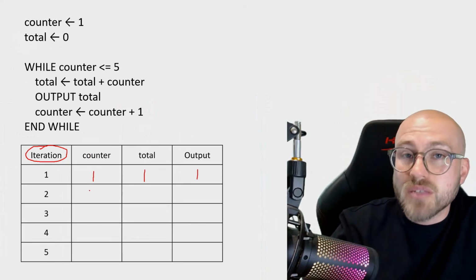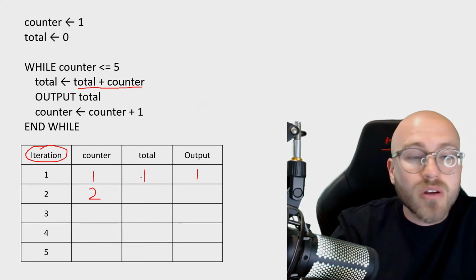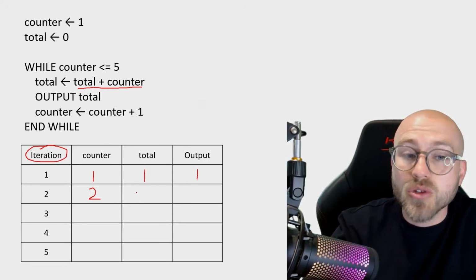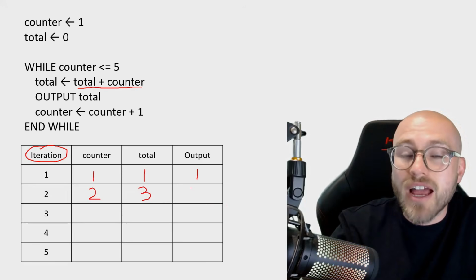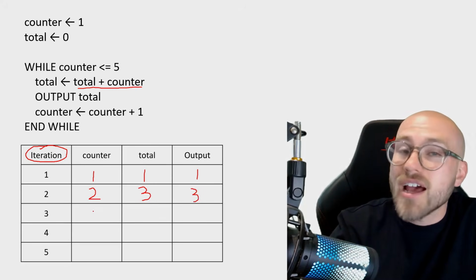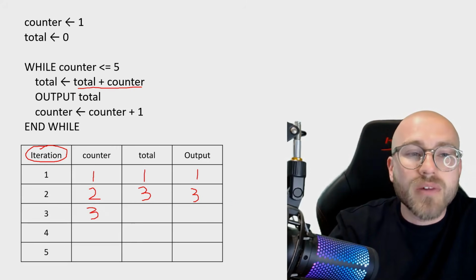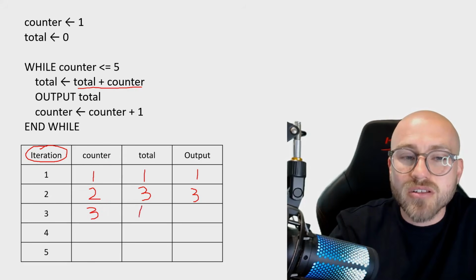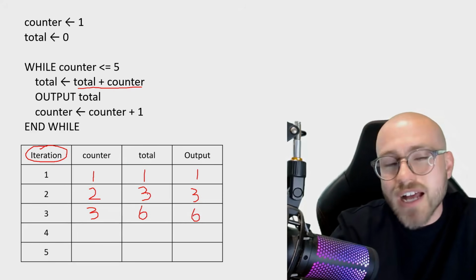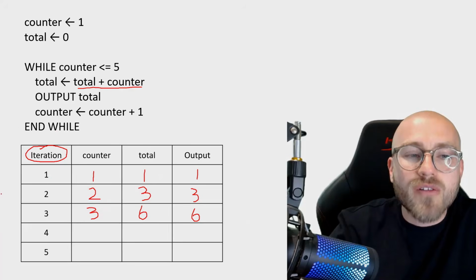So the counter increased by 1, which means it's now currently at 2. But because we're doing total plus counter, we're going to do 1, which is what it's currently at, plus 2. So the total is now at 3, which means my output is also going to be 3. We're going to add 1 onto the counter and then start again. So for our third iteration, our counter is currently at 3. We add our counter to the total, which means our total is now at 6, which means the output is currently at 6. We add 1 onto the counter, and then we're on our fourth iteration.